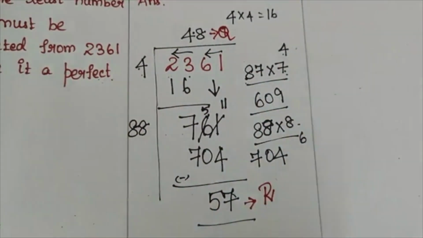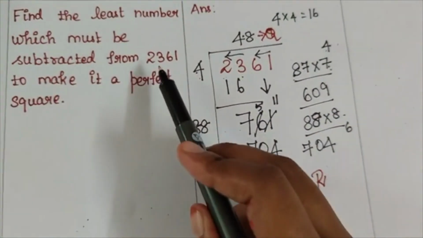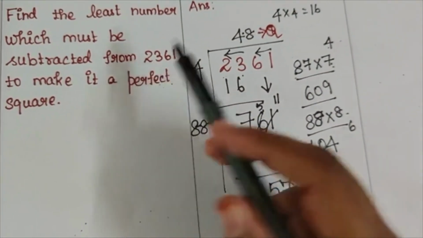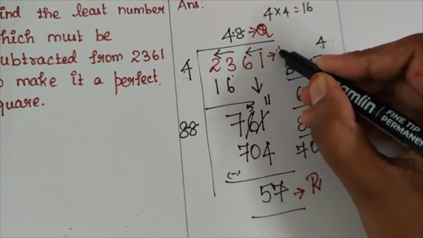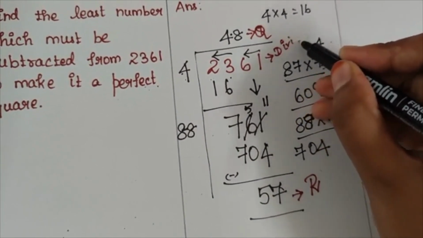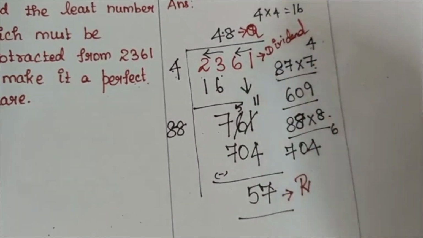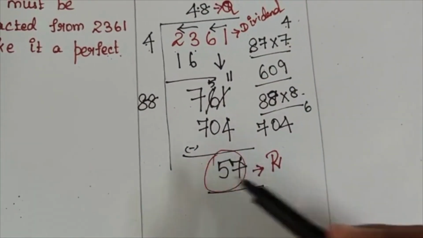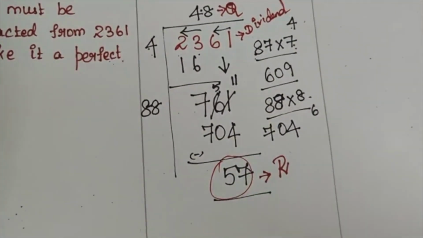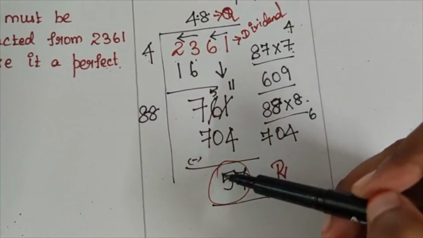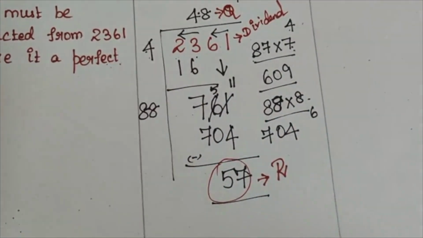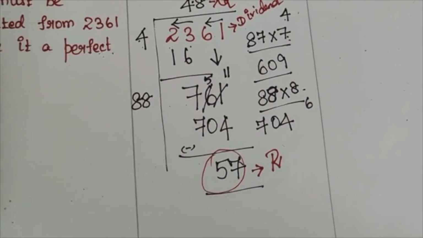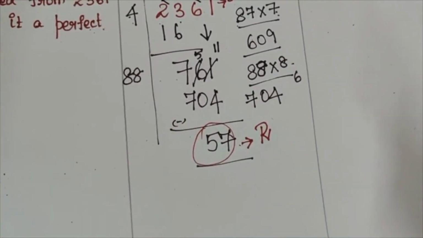Remainder and quotient. So we need to find which number must be subtracted from the dividend. This is the dividend. From this number, we need to find which number must be subtracted. Why did we get this remainder? We got this remainder because this number is not divisible by the given quotient. So obviously, this remainder must be subtracted.